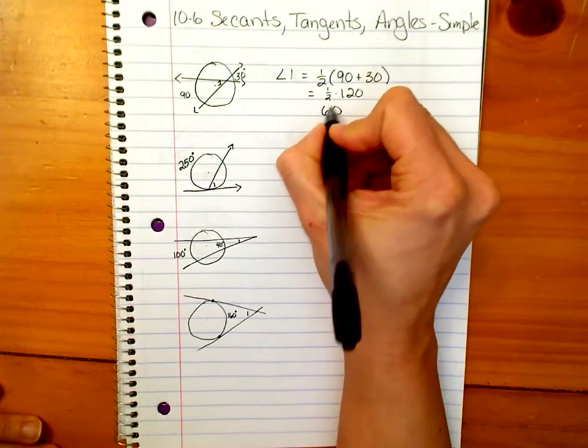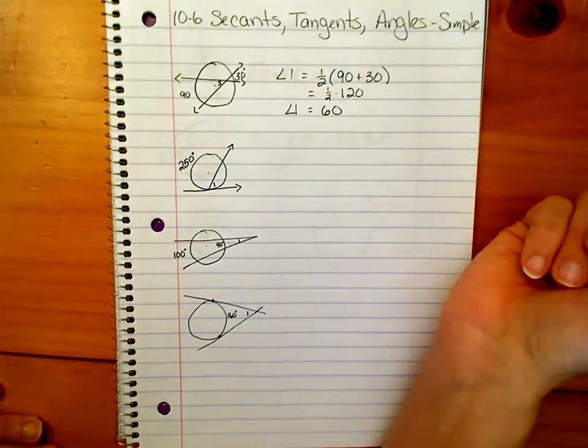Half of 120 is 60. So angle 1 equals 60.